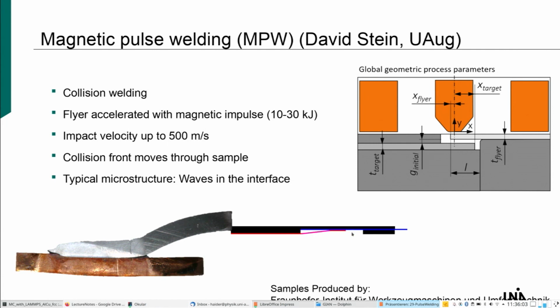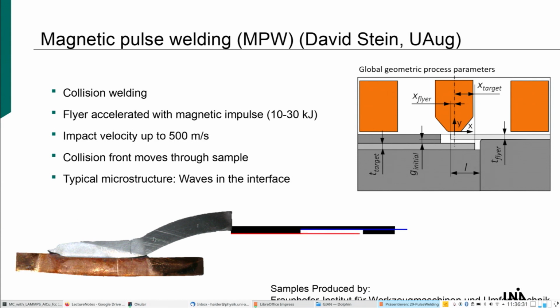So here you see a kind of cartoon of this process. That's the flyer which first joins here, and then you have this migrating interface, and depending on the distance here you adjust the angle. And it was shown just by experience that there is a critical velocity and a critical angle, and we tried to understand it.